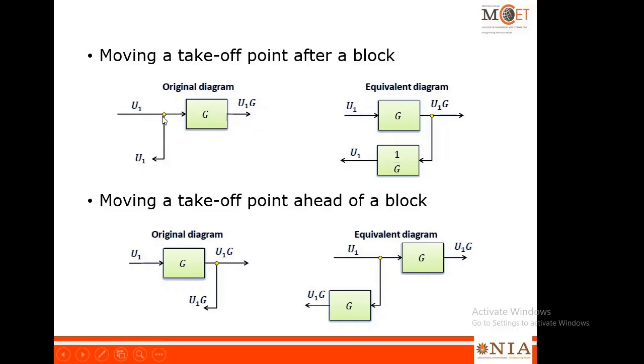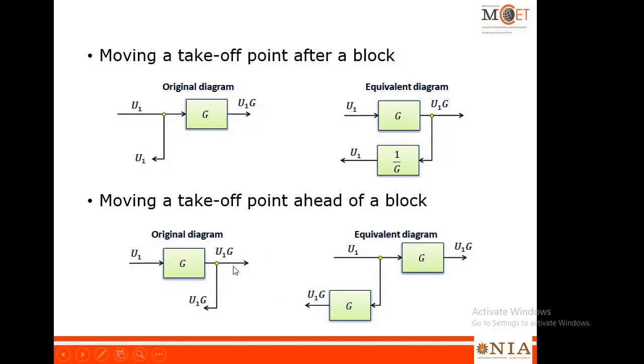When you move a branching point towards the right of a block, then that particular branch which you move towards the right of the block has to be multiplied by inverse, that is reciprocal of the transfer function that you jump. So here you can see that this particular point has jumped to the right hand side, and that wing was multiplied by 1 by g. That is the reciprocal of the transfer function it has jumped.